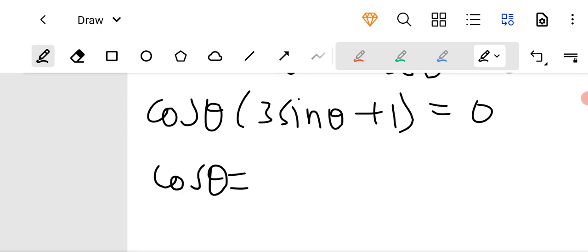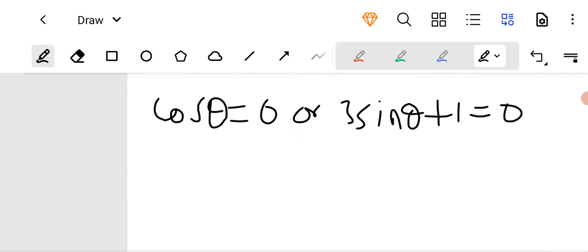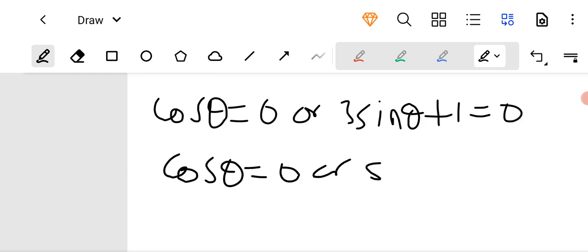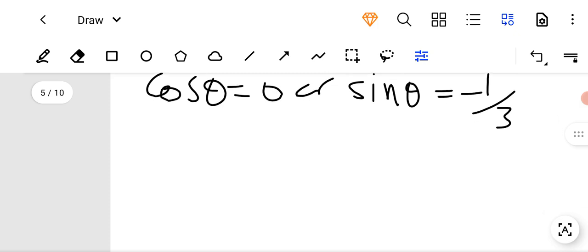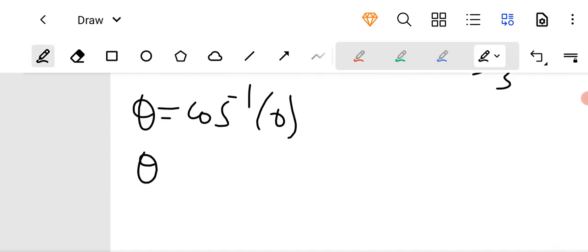Cos theta is equal to 0, or 3 sin theta plus 1 is equal to 0. So cos theta is equal to 0, or sin theta is equal to -1 divided by 3. In the first instance where cos theta is equal to 0, theta is equal to cos inverse of 0. If you type that on a calculator, you will find that it is 90 degrees, because these are angles that we already know.